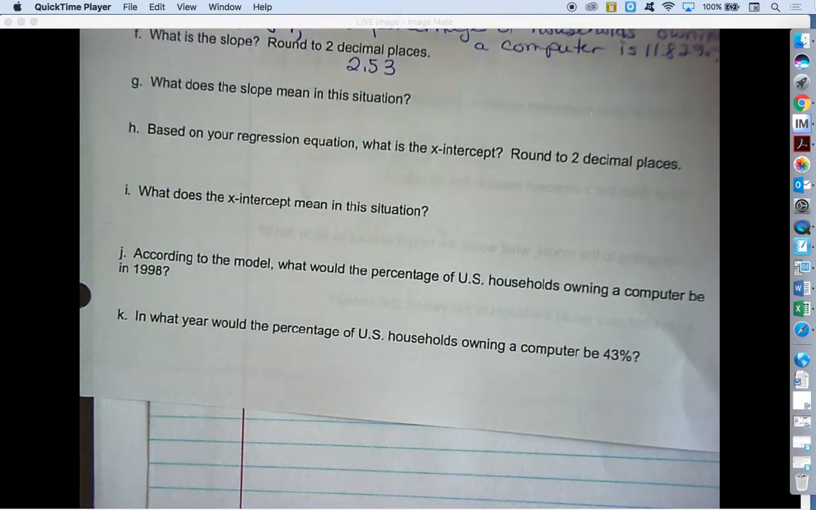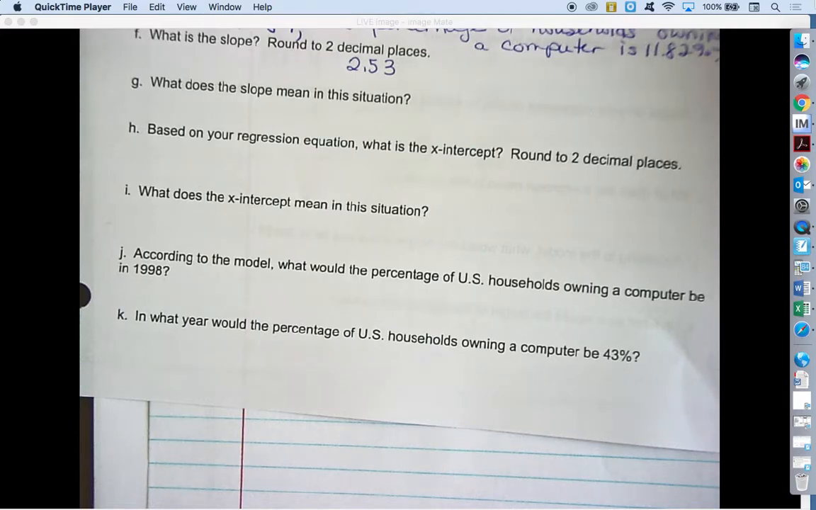What would the U.S. household owning a computer percentage be in 1998? So, David, what number did you plug in for 1998? 14 in for X. And you got what for Y? 47.24%. So about half of the American households owned a computer way back in 1998 when most of you were, what, 7, 8 years old?